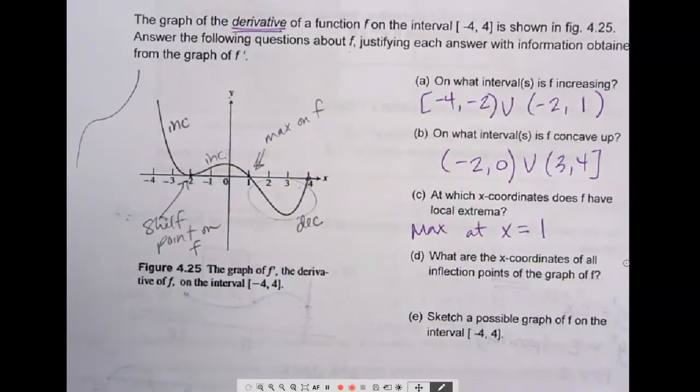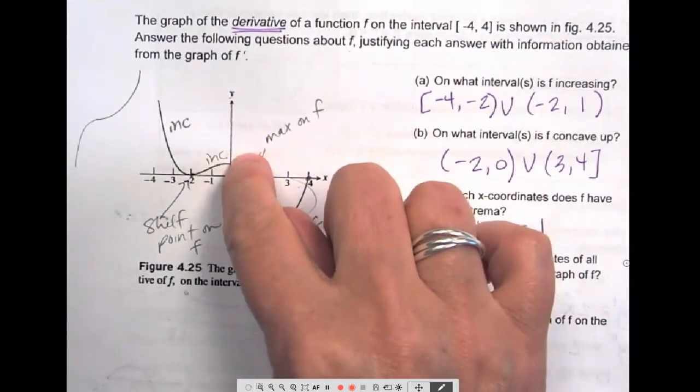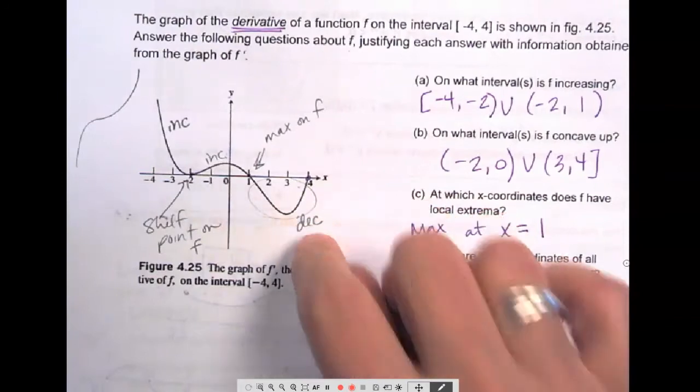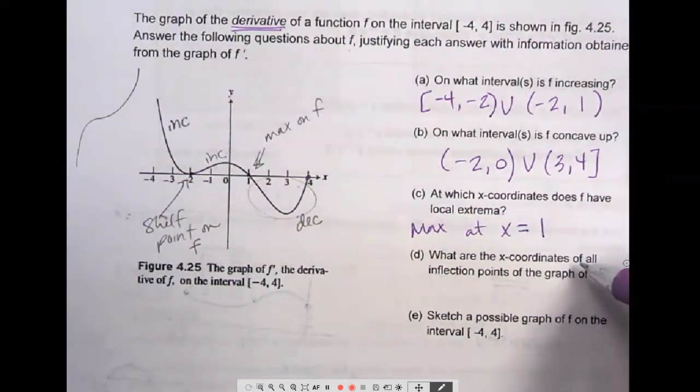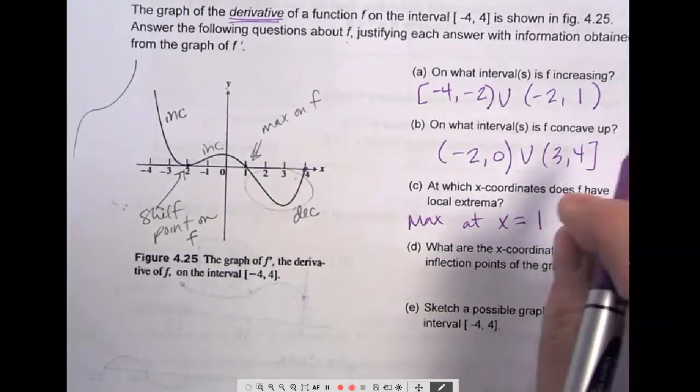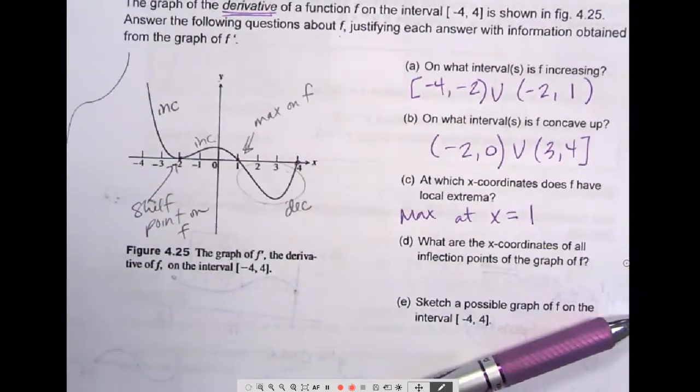Is everybody okay with that? Because I went from positive first derivative to negative first derivative. What are the x coordinates of all inflection points? Okay, so an inflection point is where the second derivative changes from positive to negative or vice versa.